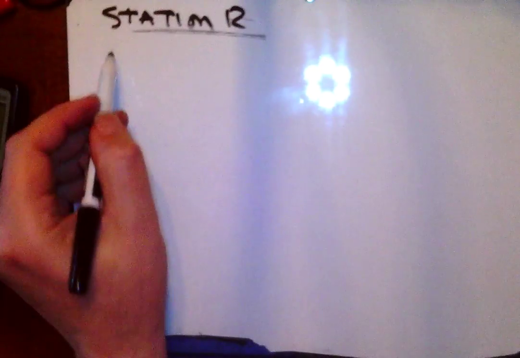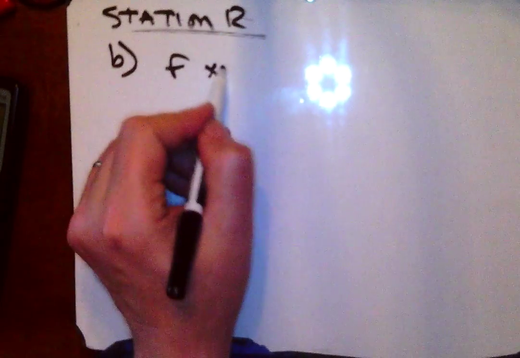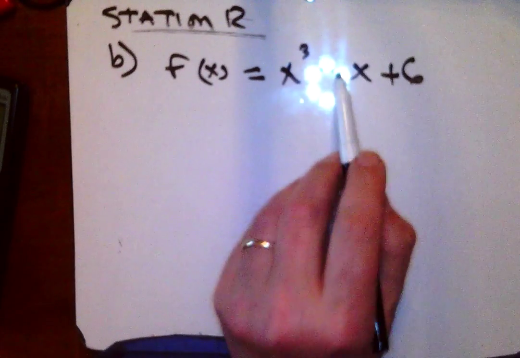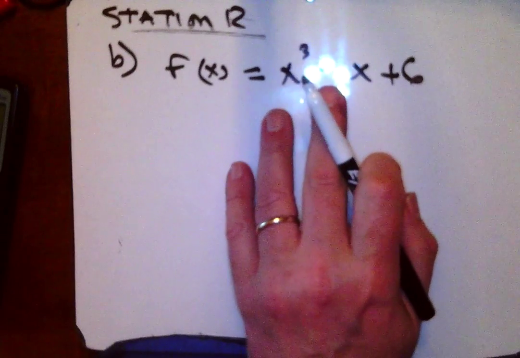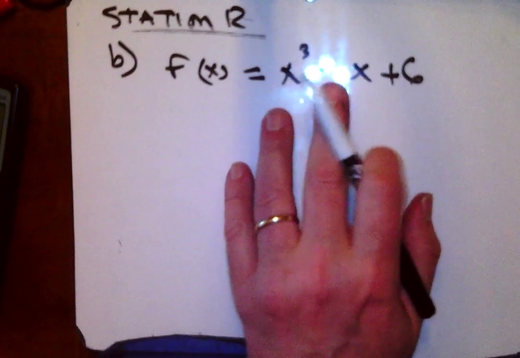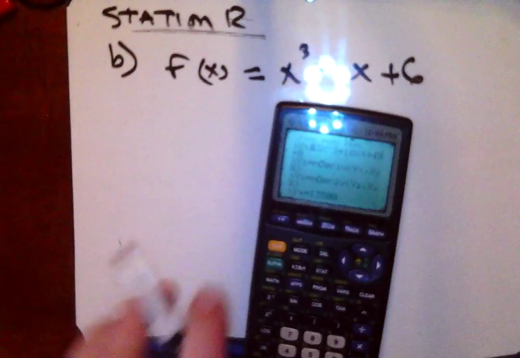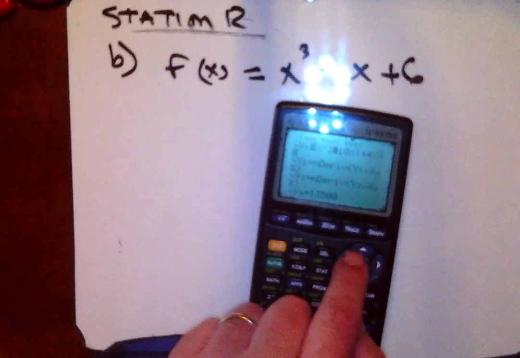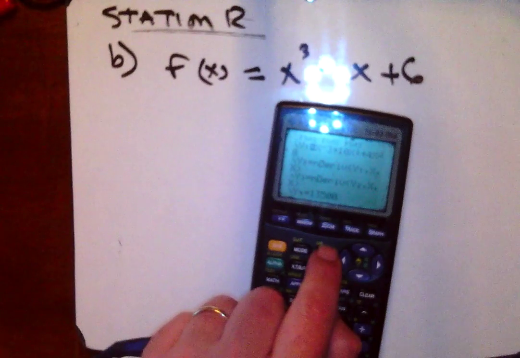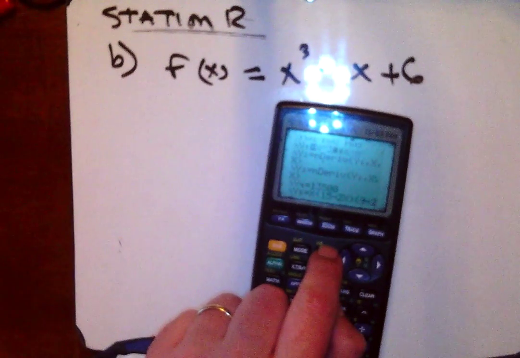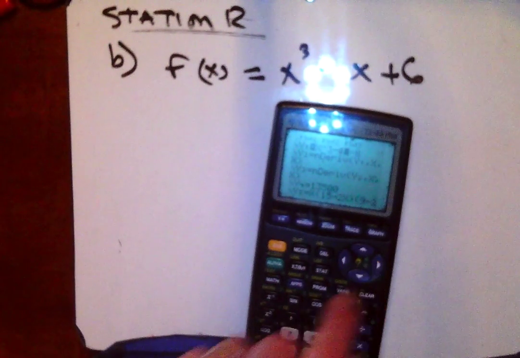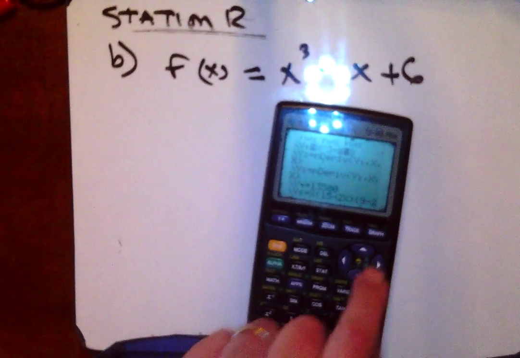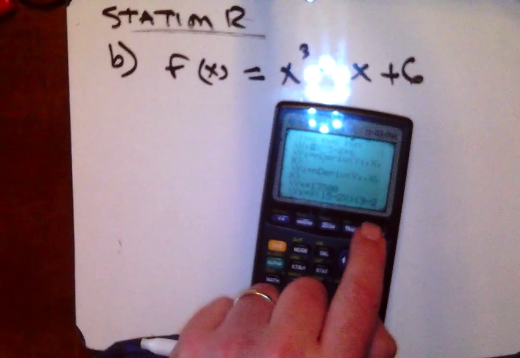I feel like we saw this one earlier in the stations. F of x equals x to the third minus x plus 6. I think I mentioned this when we were talking about zero placeholders. So let's see what we get. We've got x to the third minus x plus 6. And graph.